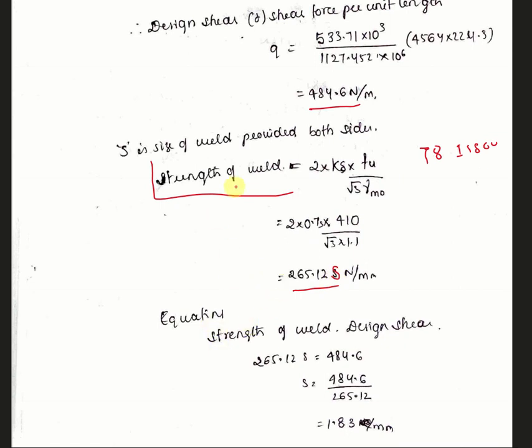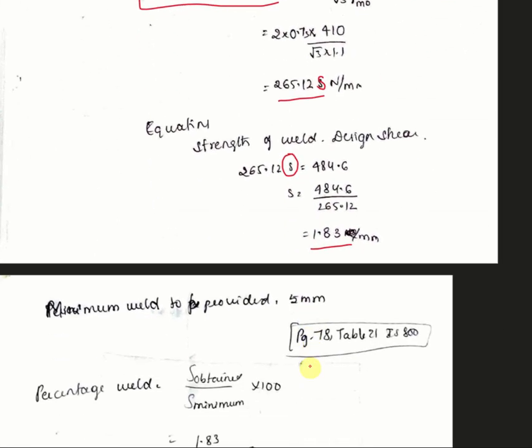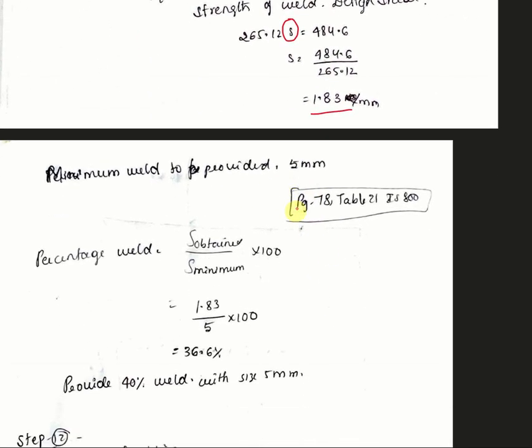Now equate the strength of weld to the design shear in order to get the size of the weld. So 265.12 into S is equal to 484.6. You'll be getting the size of weld as 1.83 mm. The minimum size of weld to be provided is 5 mm, according to Table number 21, page number 78 of IS 800, you can see the table. Minimum weld size should be 5 mm.